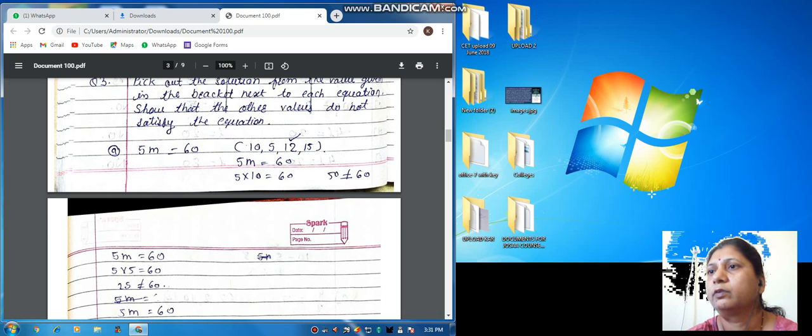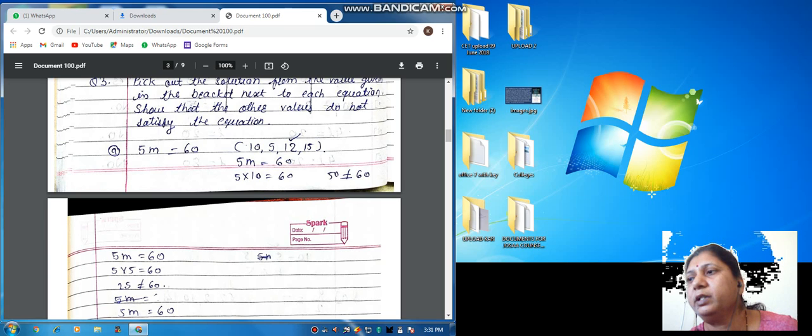First of all, we have to put the value of m is equal to 10. So 5m is equal to 60. 5 multiplied by, now we have to take here 10, is equal to 60. 5 tens are 50. So 50 and 60 are equal? No. So let's move forward.